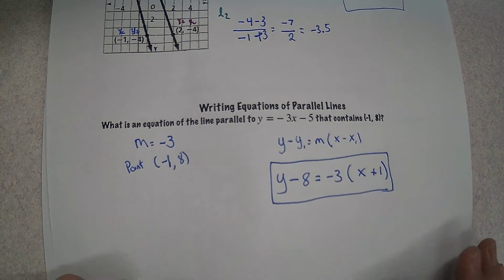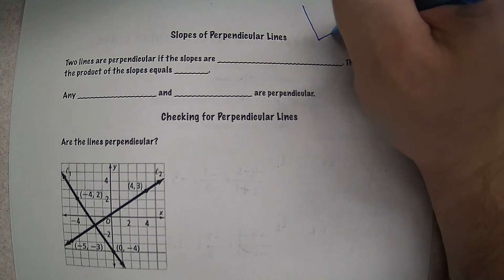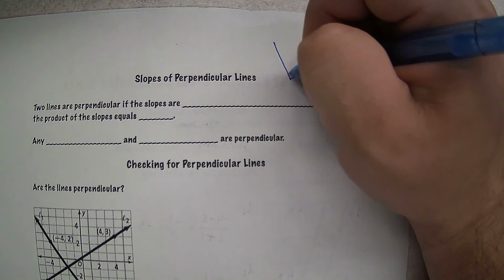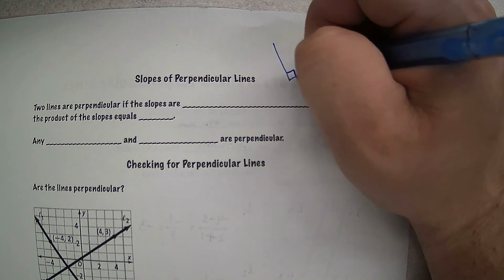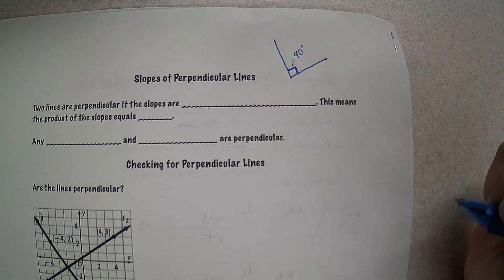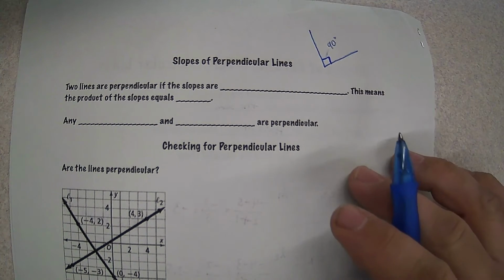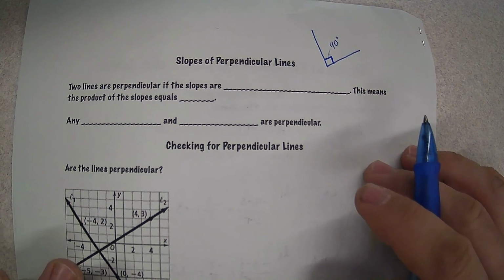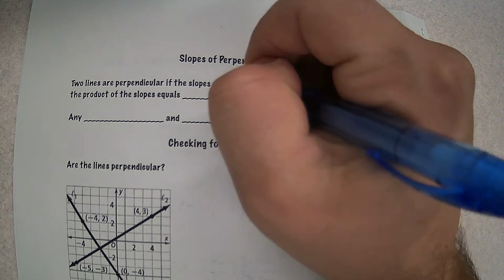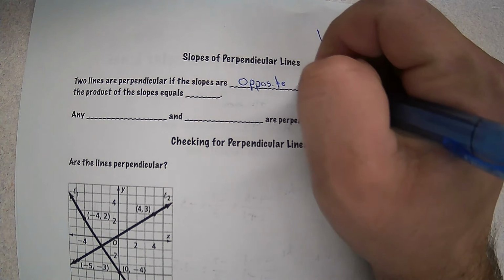So now let's look at perpendicular lines. Now, a perpendicular line is a line that intersects another line at a 90-degree angle. So that's 90 degrees. So these two lines are perpendicular. So two lines are perpendicular if the slopes are the opposite reciprocal.